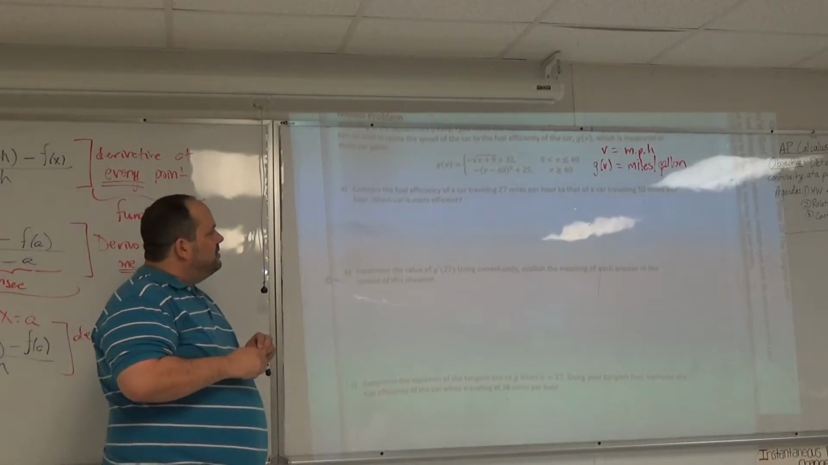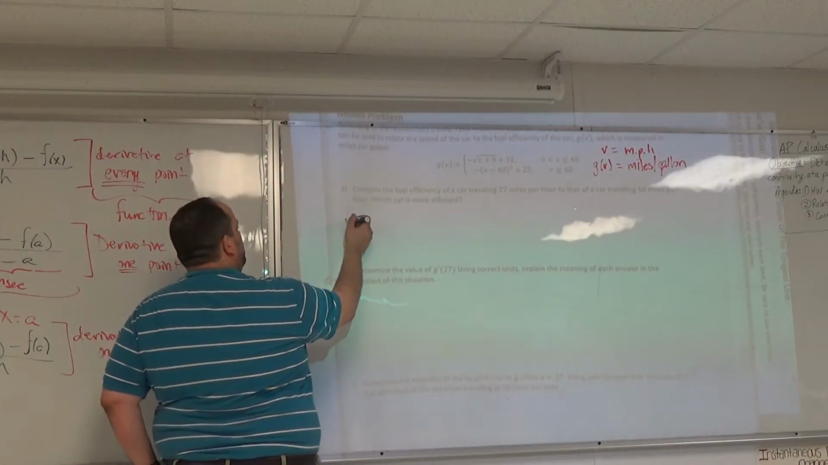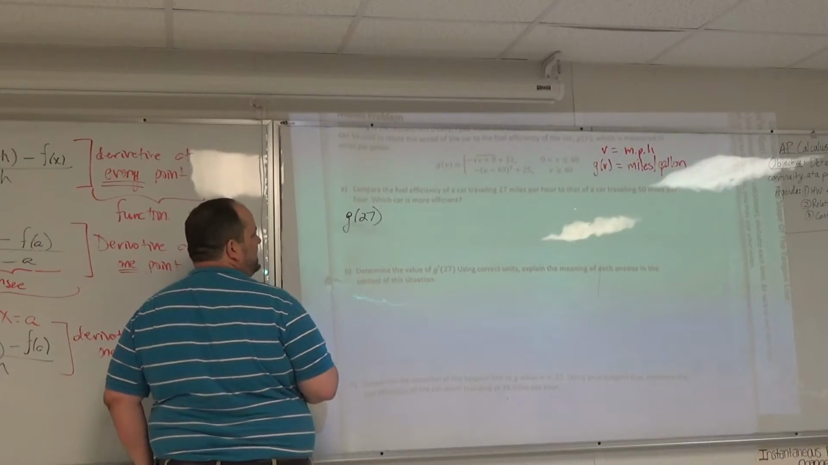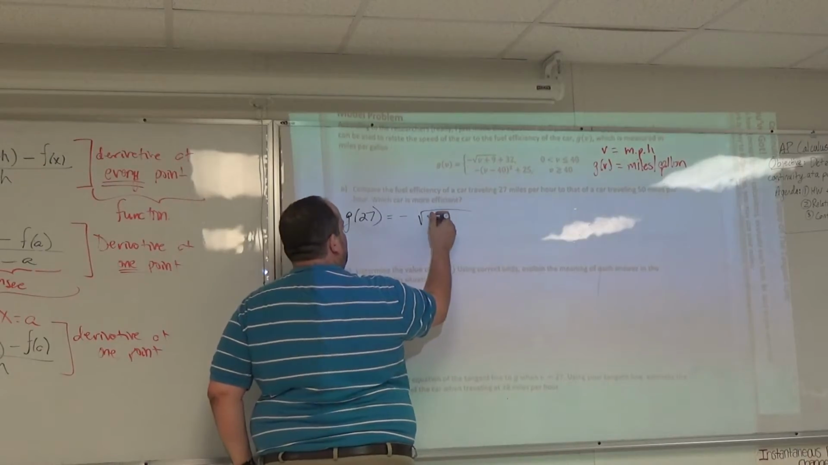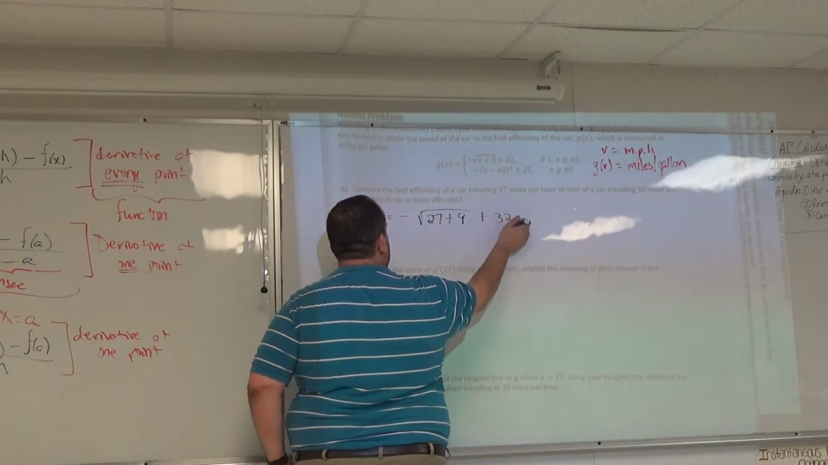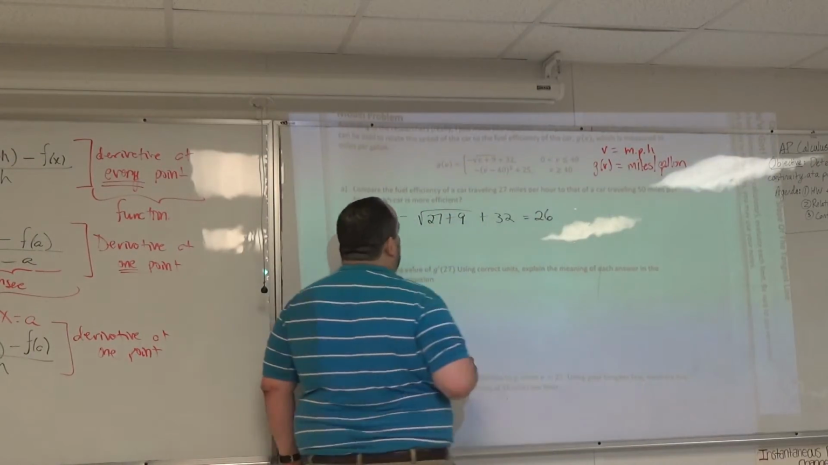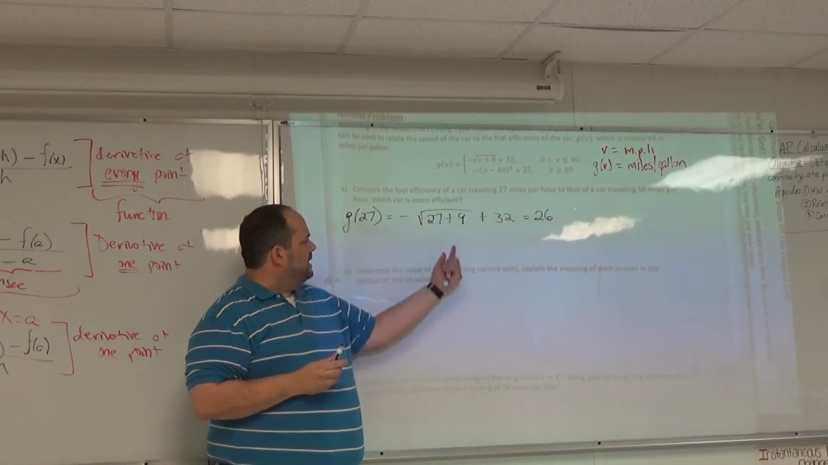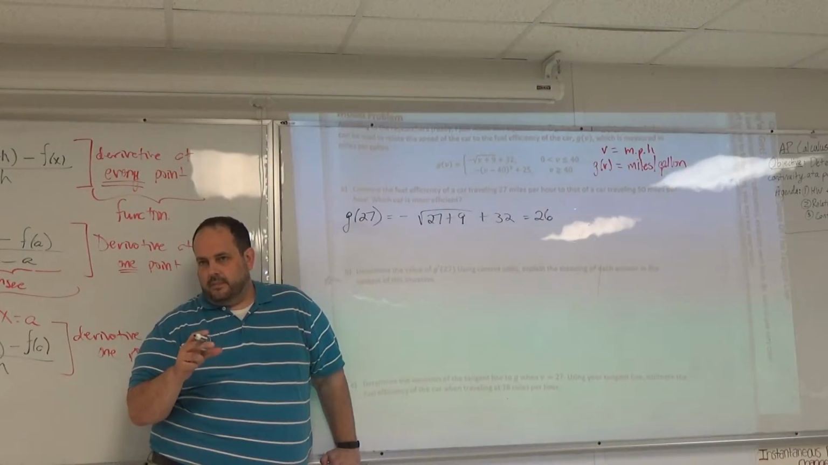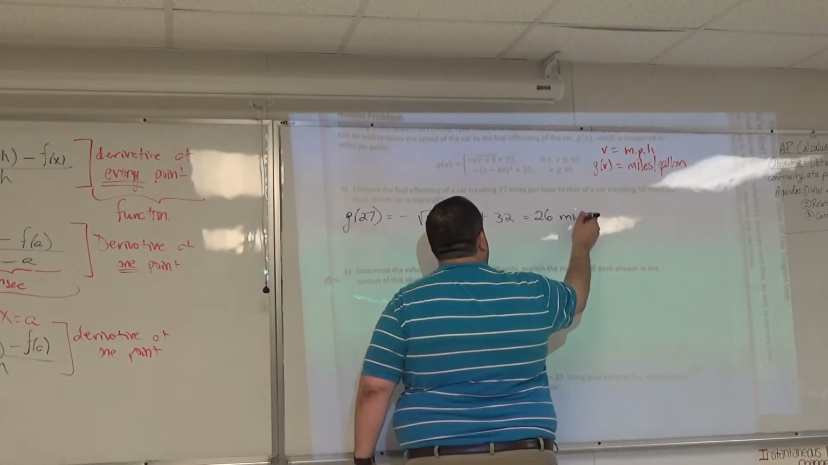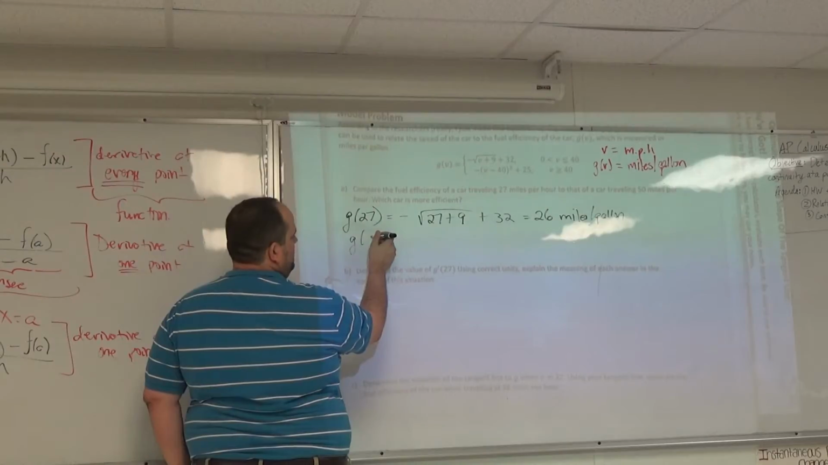So part A, compare the fuel efficiency of a car traveling 27 miles an hour to that of a car traveling 50 miles an hour. Well, the fuel efficiency if I'm traveling 27 miles an hour, we need to use the first function. So negative the square root of 27 plus 9, plus 32. 36, square root of 36 is 6. What is that, 26? Not 46, should be 26, right? Yes. Okay, 26. I need units. Miles per gallon. All right, and then G of 50?